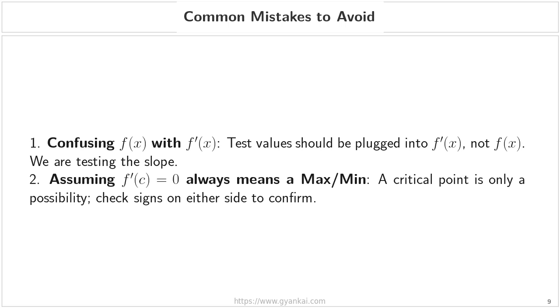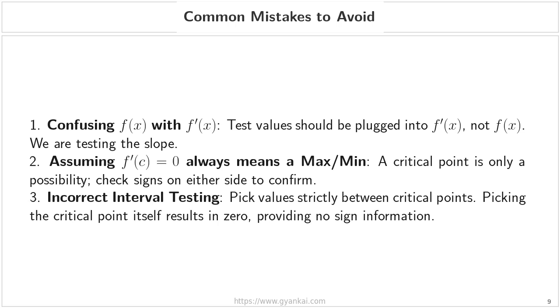Secondly, do not assume that simply because the first derivative at point c equals 0, you have automatically found a maximum or minimum. As we highlighted in the first slide, a critical point is merely a candidate. To confirm its nature, you must strictly follow the working rule and check the signs of the derivative on either side of that point. Finally, let's talk about incorrect interval testing.